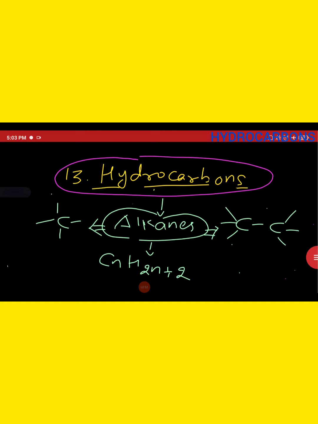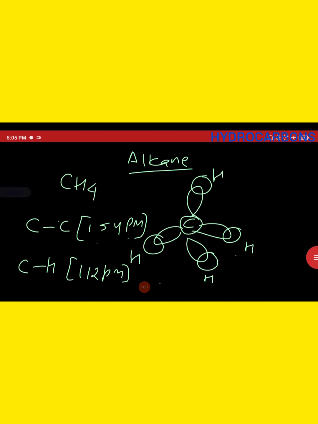Now alkanes contain, as I told, carbon-hydrogen single bonds or carbon-carbon single bonds. Its general formula is CnH2n+2, where n stands for the number of carbon atoms and 2n+2 stands for the number of hydrogen atoms present in the molecule. All the carbon-hydrogen bond angles are 109.5 degrees, as in the case of methane. Here you can see the structure of the simplest alkane, methane, in which a tetrahedral structure is there with bond angle 109.5 degrees.